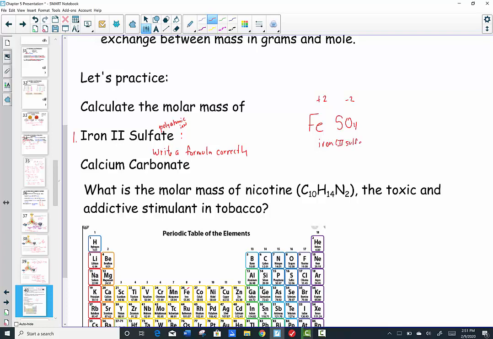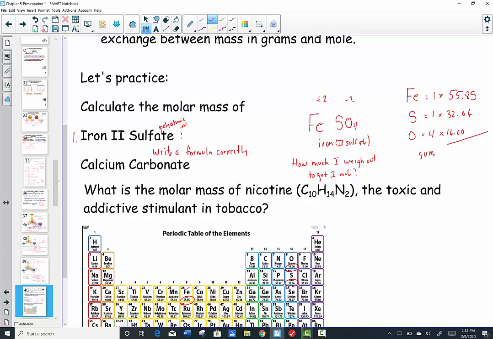What is its molar mass? What I'm asking you is, how much would I weigh out to get 1 mole of iron 2 sulfate? That answer relies on looking up each individual element and adding up its atomic weight. Now, in our compound, there's 1 iron. Iron has a molar mass of 55.85. In the formula, there's 1 sulfur. Sulfur has a molar mass of 32.06 grams. And oxygen is 16.0, but we have 4 of them in there altogether.